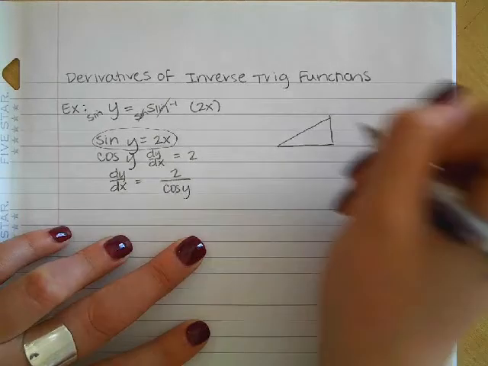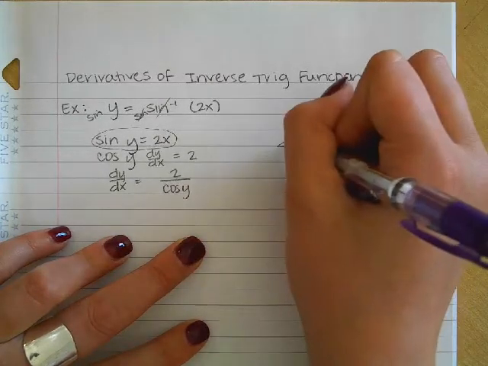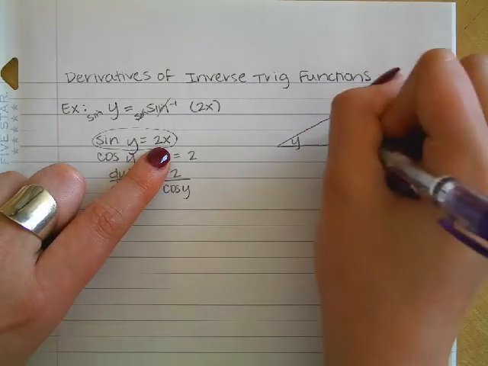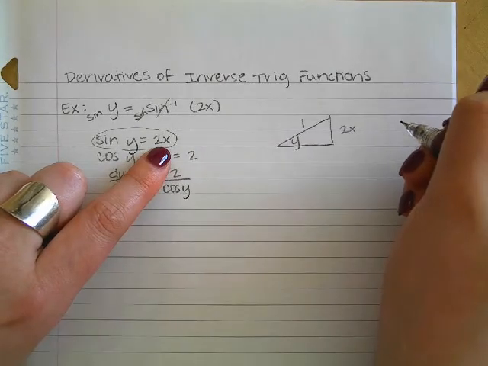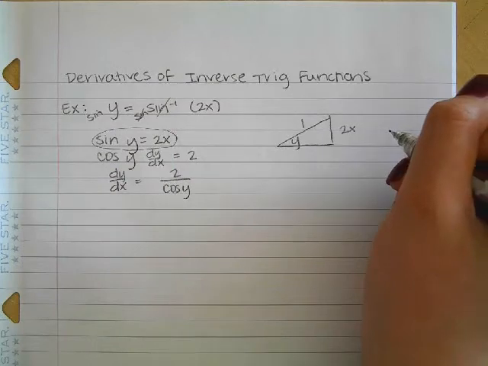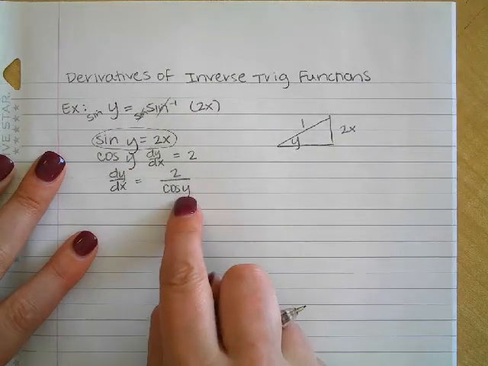And sine, so I'm thinking the SOH part of SOHCAHTOA. Sine of the angle is opposite over hypotenuse. So this is the opposite side. The hypotenuse would be 1, because if I had 2x and I wanted to write it as a fraction, that would be 2x over 1. And so what I need to do now is figure out what cos y is.